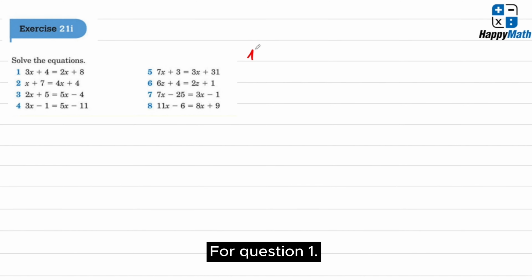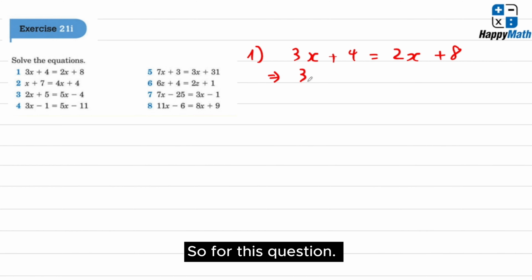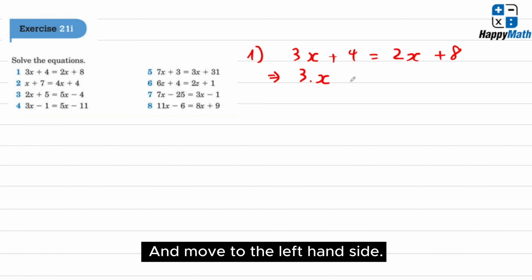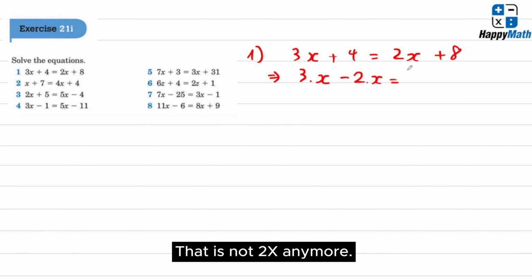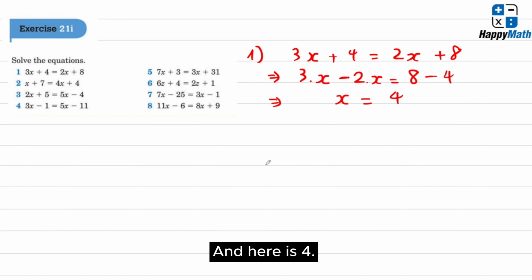Okay, for question 1, you got 3x plus 4 equal to 2x plus 8. For this question, I will move everything from both sides to the left-hand side, and you got minus 2x here. That is not 2x anymore, it has to be minus 2x. So 8 minus 4 on the other side, and here is x and here is 4. So that is the answer to question 1.